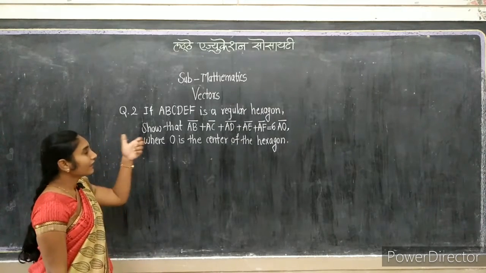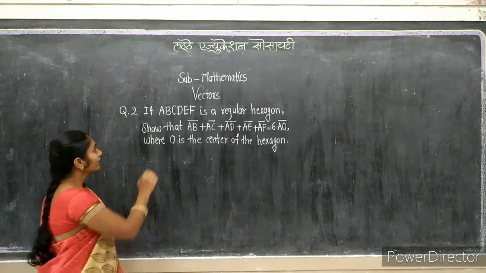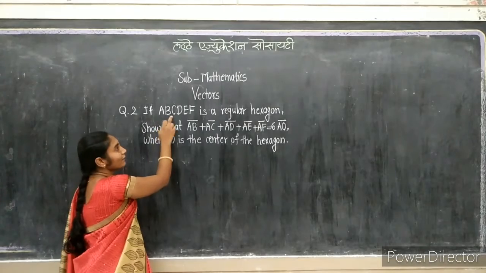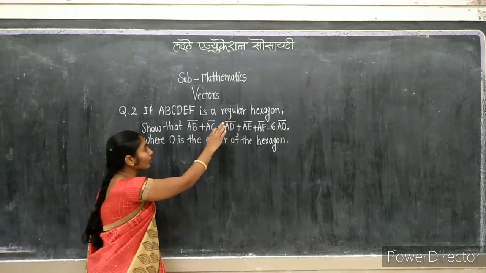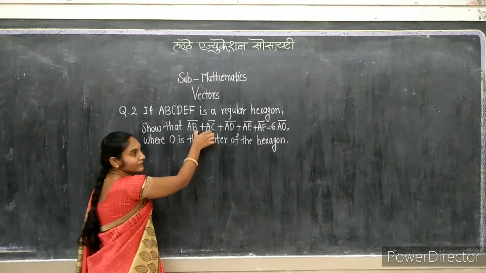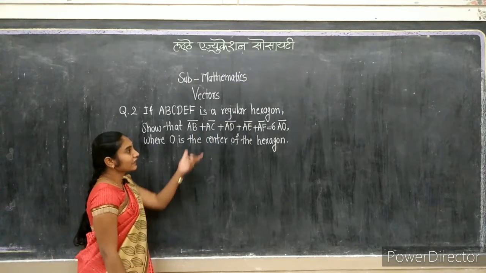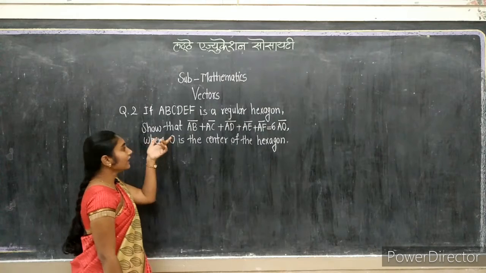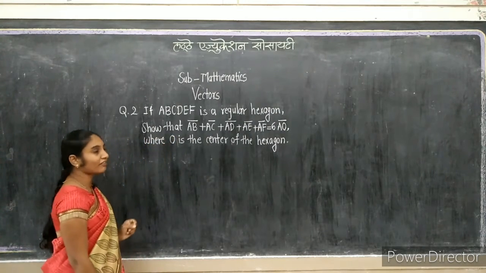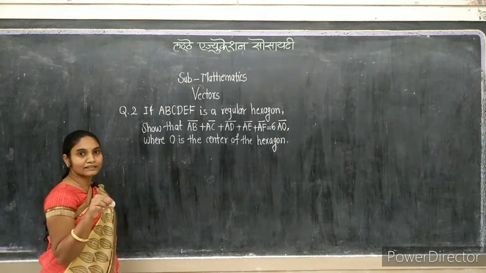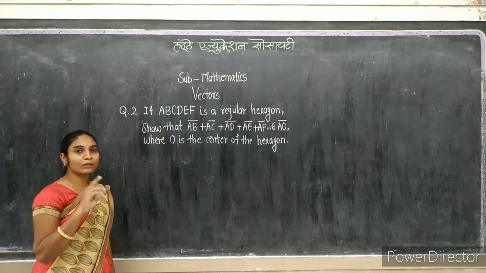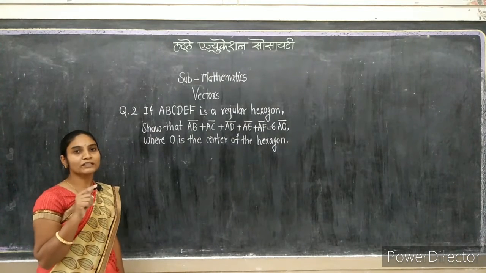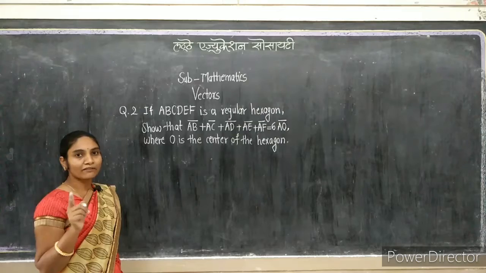In the example it is given that ABCDEF is a regular hexagon and we have to show this result. First consider the LHS and show LHS equal to RHS, and we get the result. But first draw the regular hexagon. Again we know that in a regular hexagon all sides of the hexagon are always equal.